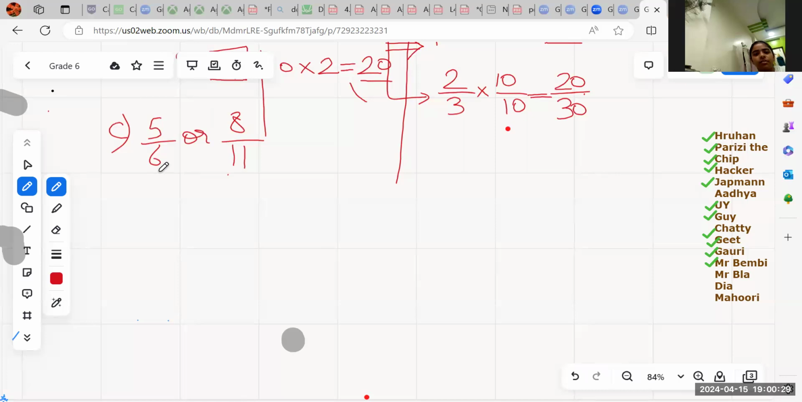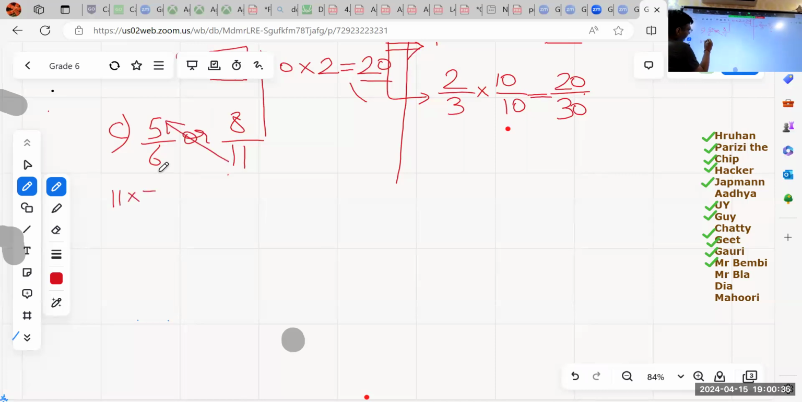8 upon 11. 8 upon 11 is wrong, beta. We multiply 11 into 5. We get 55. क्या आता है 55? Then we multiply 6 into 8. We get 48. So 55 is greater than 48. So 5 by 6 is greater than 8 by 11.